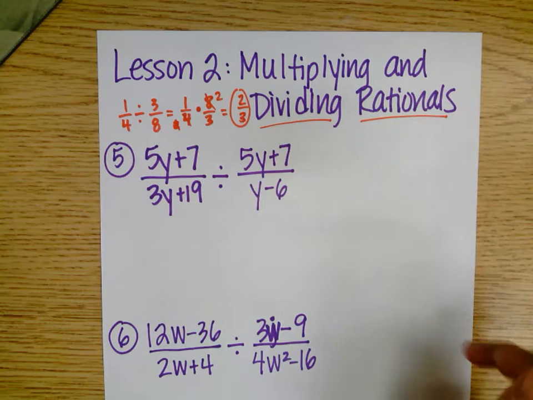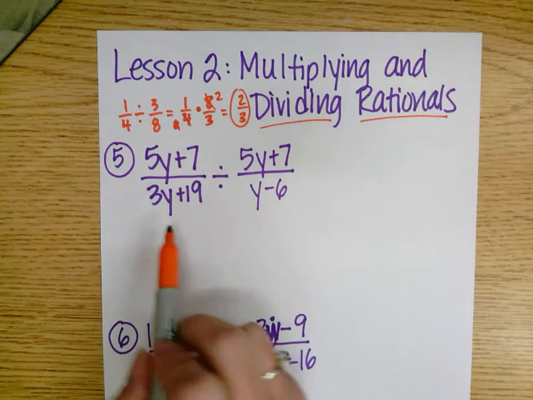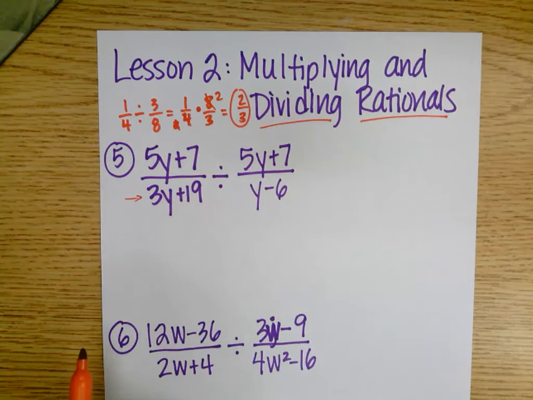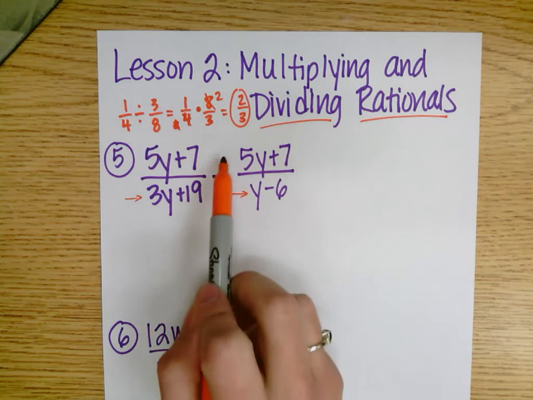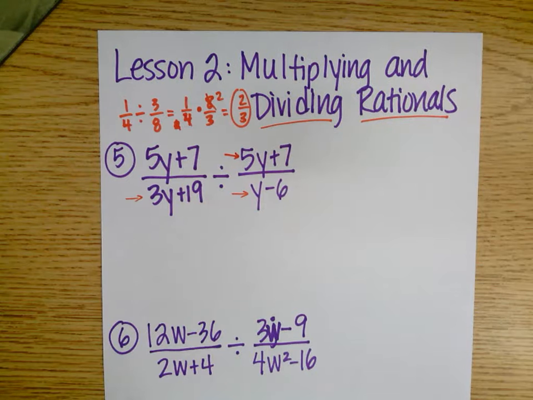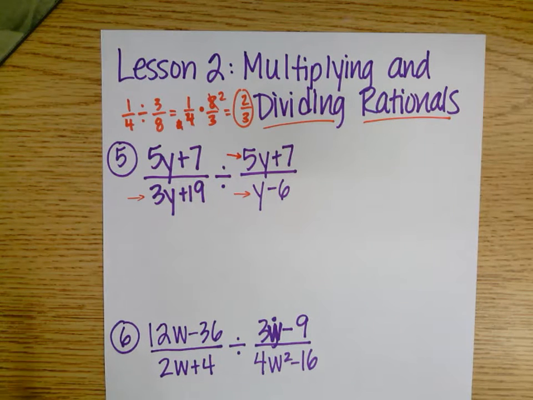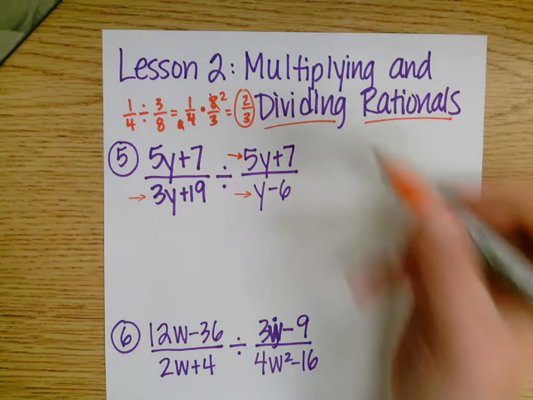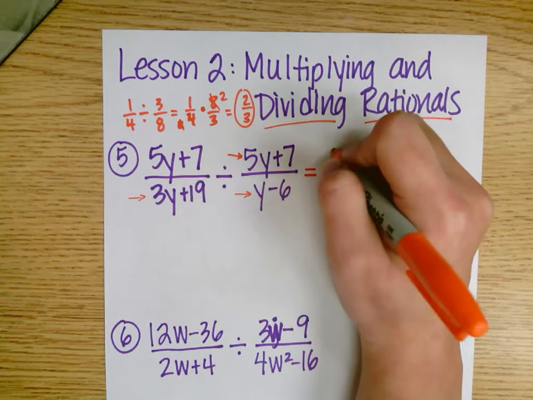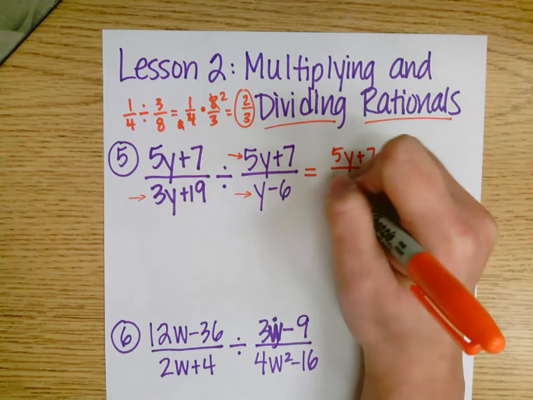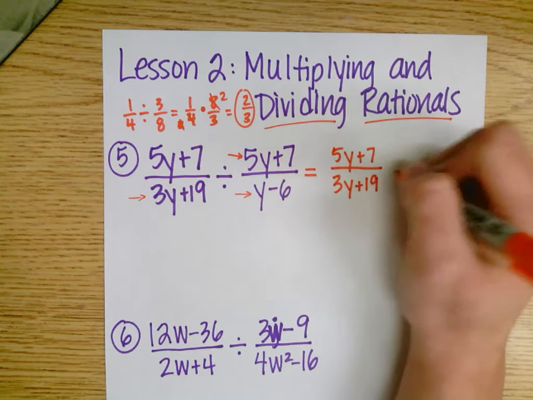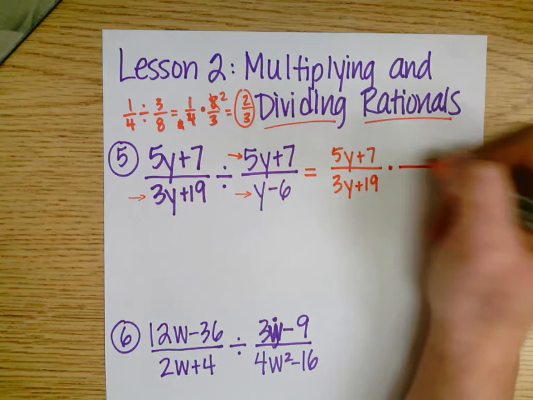Now, the restrictions part is a little bit different because we do have a denominator here, and we have a denominator here, but when I reciprocate this, I also end up turning that into a denominator. So I actually pick up a few more restrictions than in my multiplying piece. Alright, but before we do this, let's just go ahead and rewrite. So I'm going to keep the first fraction the same. Change to multiply and then reciprocate.